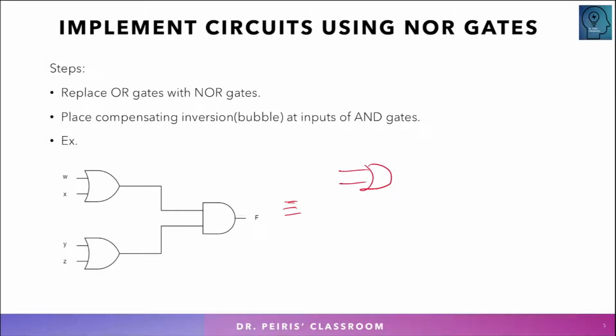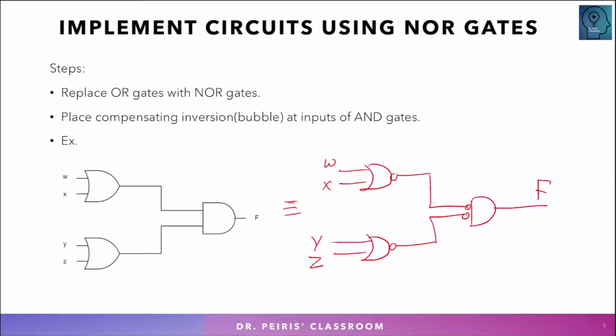First OR gate is converted to NOR, WX. Same thing I do for the second OR gate, convert that to NOR. The inputs remain the same. Now the next step is to place compensating inversion bubbles at inputs of AND gates. So we must put the bubbles in front of the AND gate.